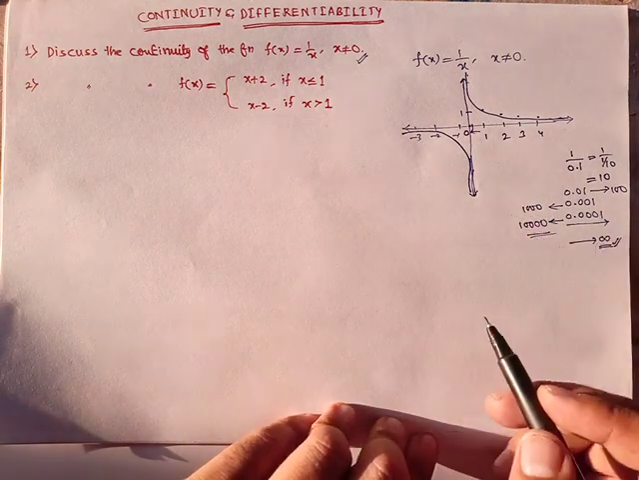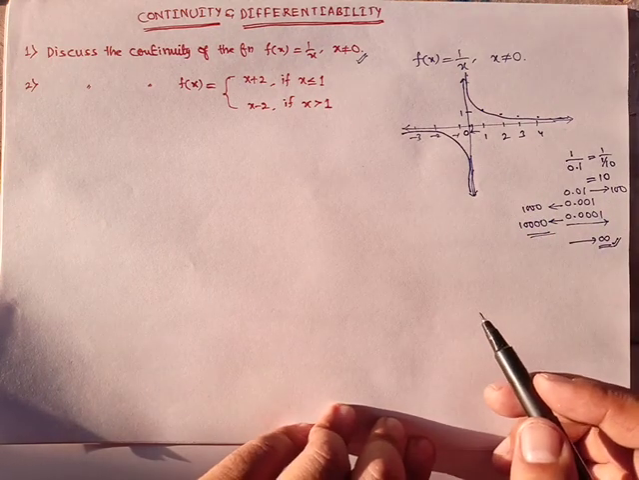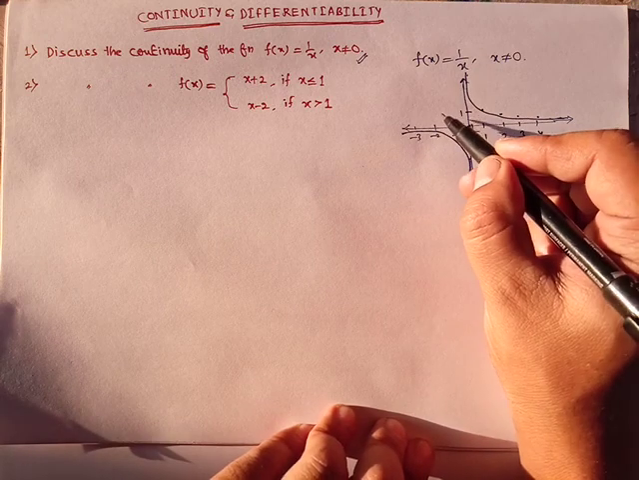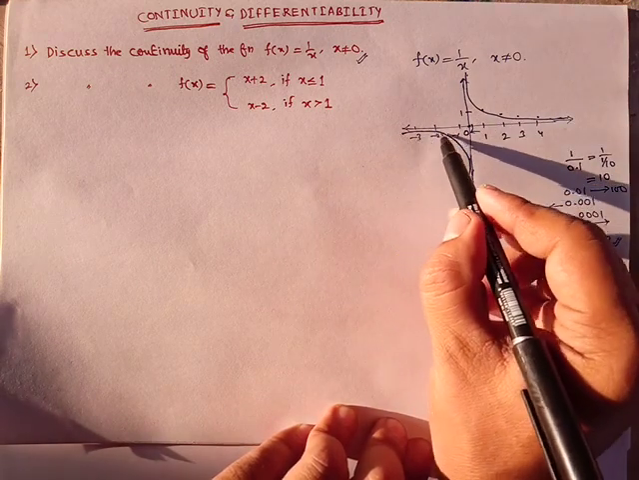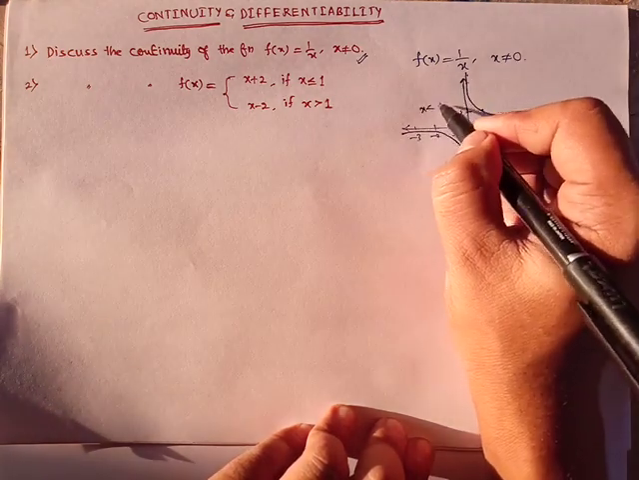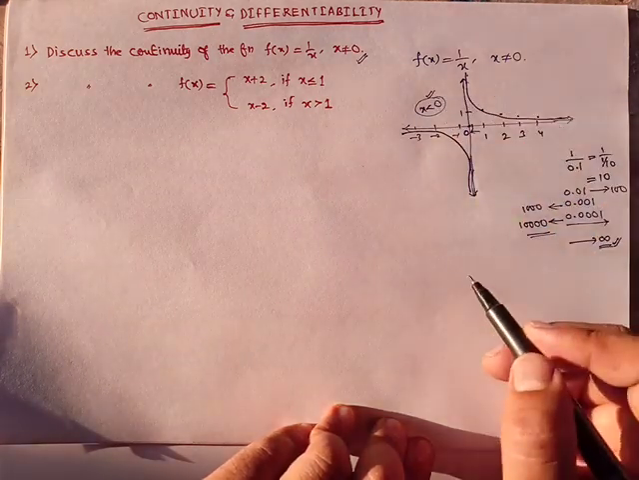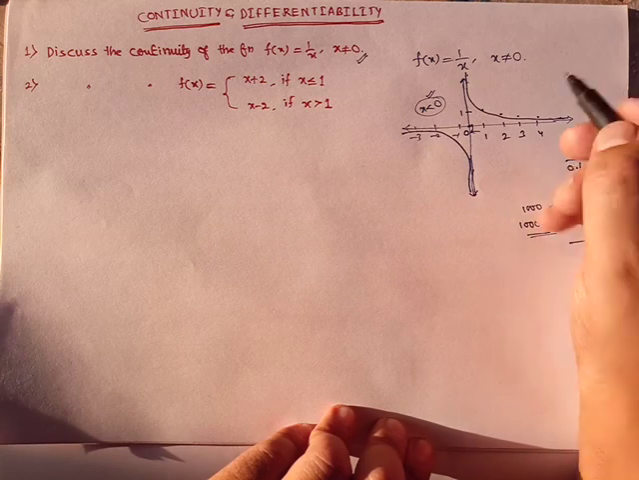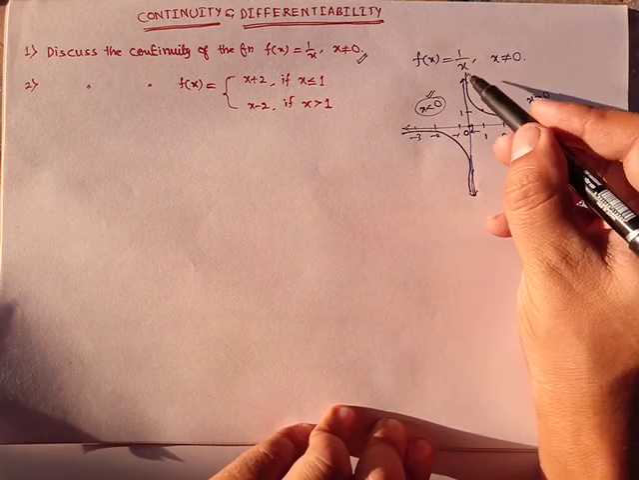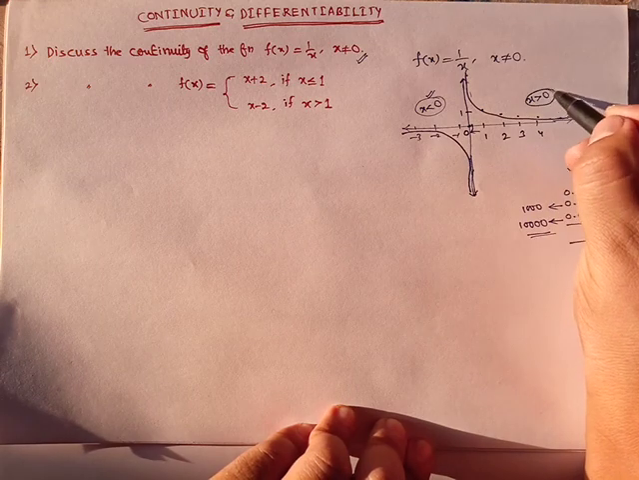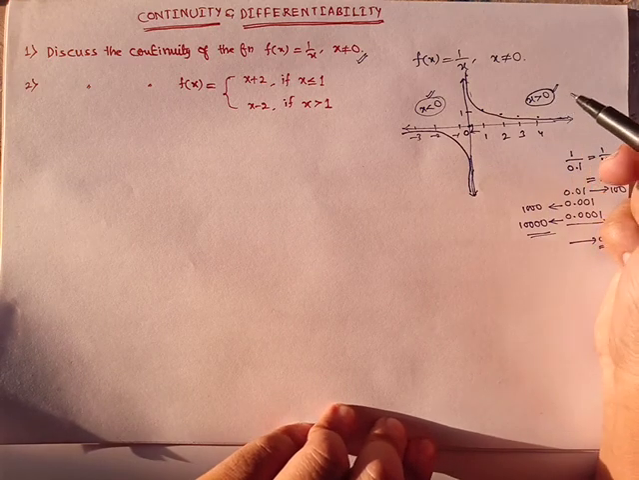Now by looking at the graph, can we say it is a continuous function? At x equals 0 it is not defined. In the x less than 0 case, the graph can be drawn continuously, so it is continuous. At x equals 0 it is not defined, leave it. In the x greater than 0 case, the graph can also be drawn continuously, so it will be continuous only.